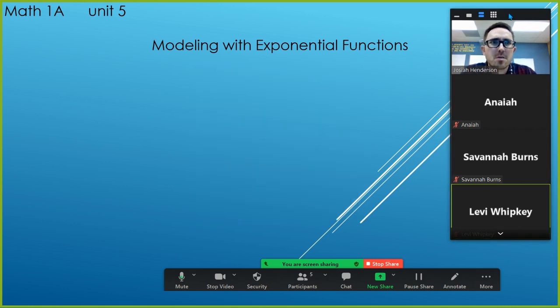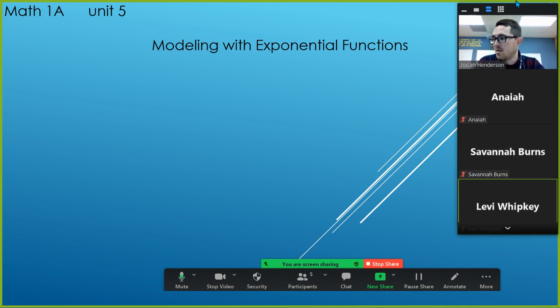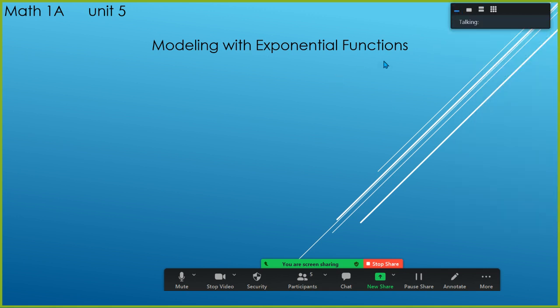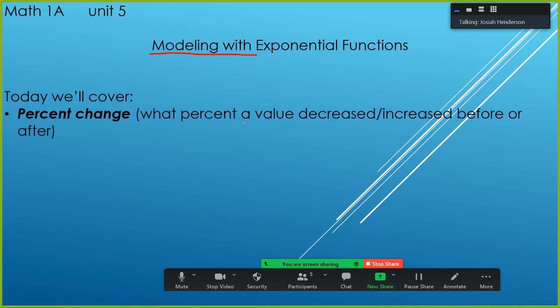Let's get started. So, we are doing more exponential functions, and this is the third lesson in the unit. It's called modeling with exponential functions. Today we'll be looking at finding the percent change in an exponential function word problem. So finding the percent change, and that means what percent of value decreased or increased before and after.